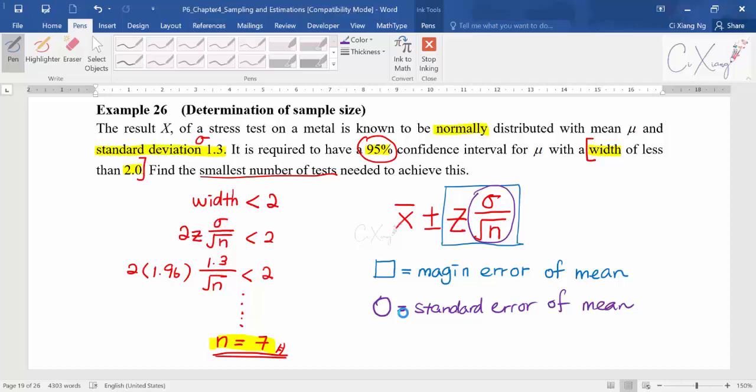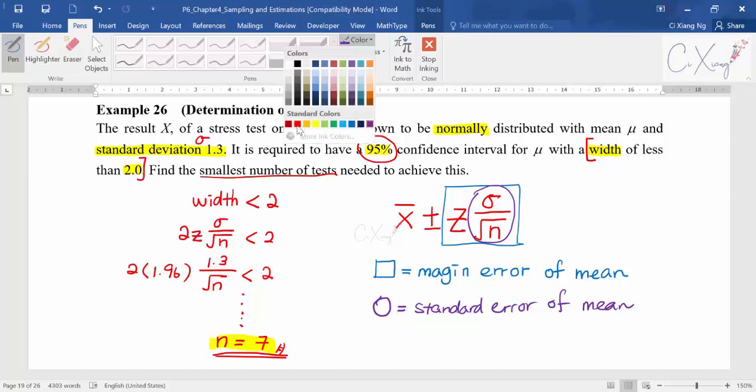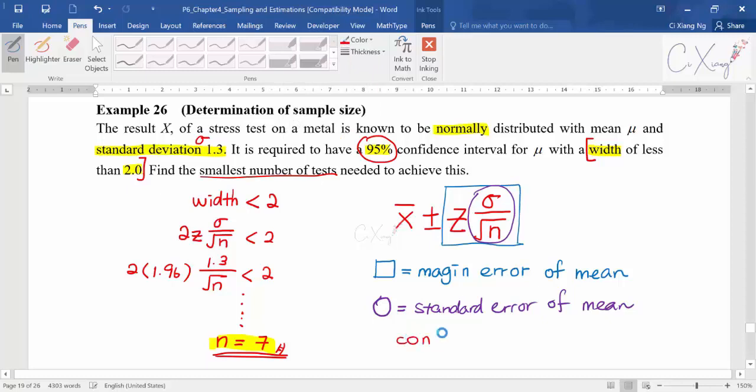I want to stop here. So we have ended the first part, the confidence interval for population mean. For population mean, this is what we covered here. And then for the next video, we still want to cover the topic about confidence interval, but it is for population proportion.